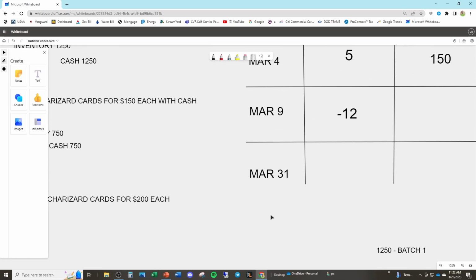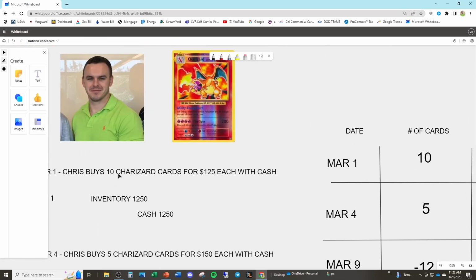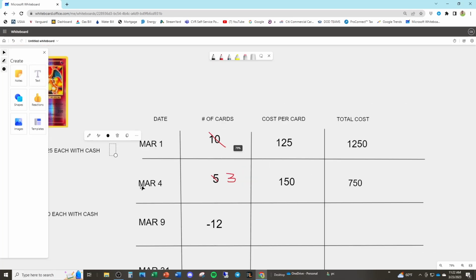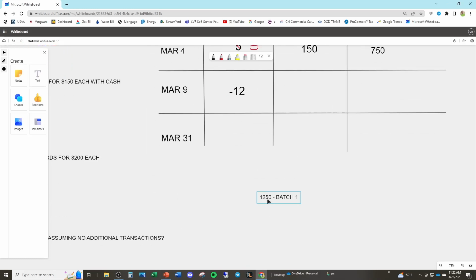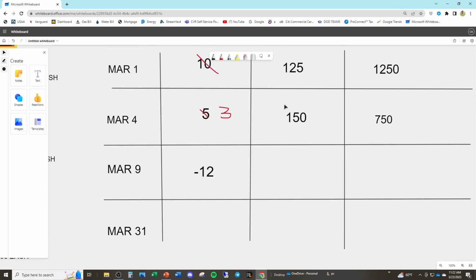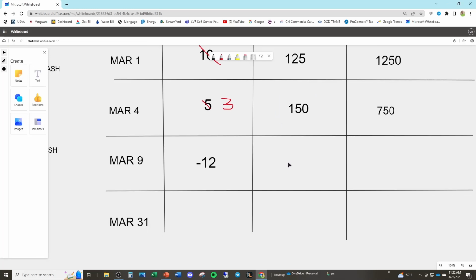And then we still have how many cards to account for? We sold 10, so these 10 are gone. So we're going to cross this out. And then we sold how many from the second group? We sold 2. So there's 3 left. And we sold 2. So to calculate that, we say, okay, we sold 1,250 of inventory from the first batch, and we sold 2 additional cards from the second batch. We paid $150 per card, so 2 cards is a total of 300.